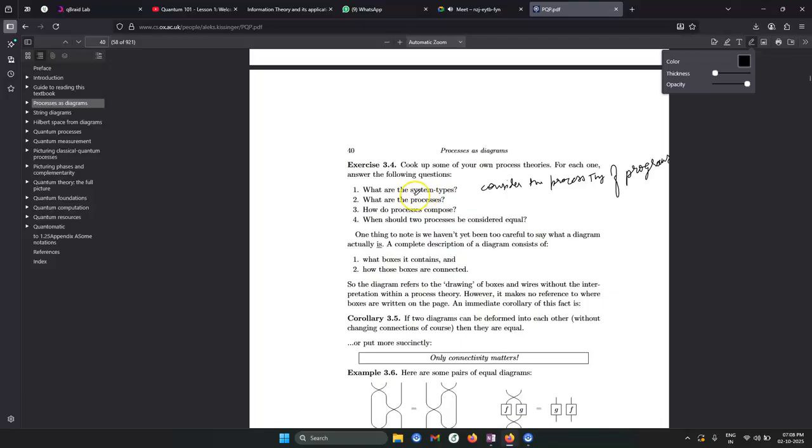Okay, so the system types would be what? Data types. What would be the processes? Programs. How do two processes compose?